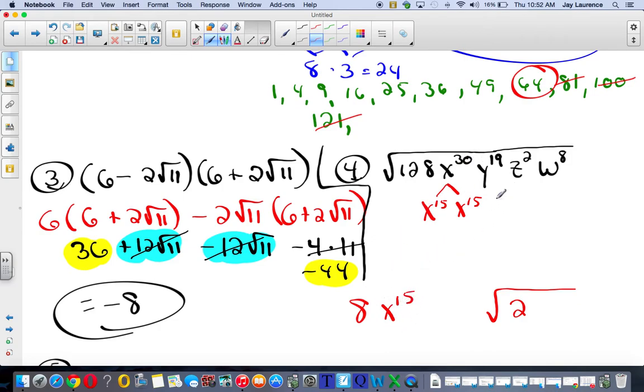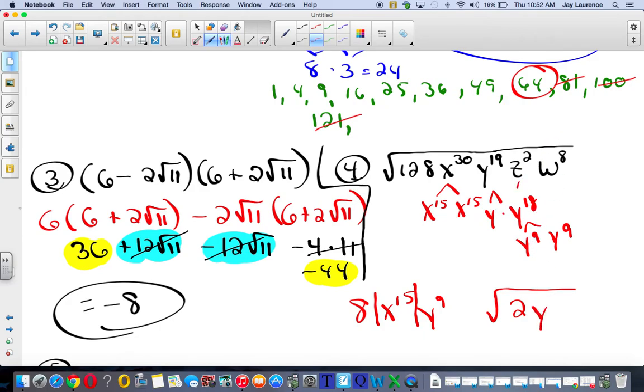All right, a y to the 19th is going to be a y times y to the 18th, and then that would be y to the 9th times y to the 9th. So there's going to be a y to the 9th out front. So I know that's an absolute value. Y to the 9th will not be. There will be a y inside.